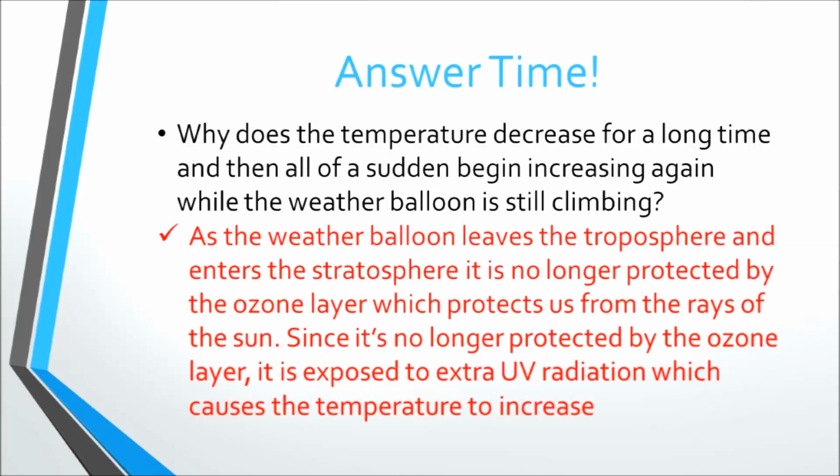As the weather balloon leaves the troposphere and enters the stratosphere, it is no longer protected by the ozone layer, which protects us from the rays of the sun. Since it's no longer protected by the ozone layer, it is exposed to extra UV radiation, which causes the temperature to increase. This is why we will see with our weather balloon, the temperature decreases for a really long time and then all of a sudden begins increasing.